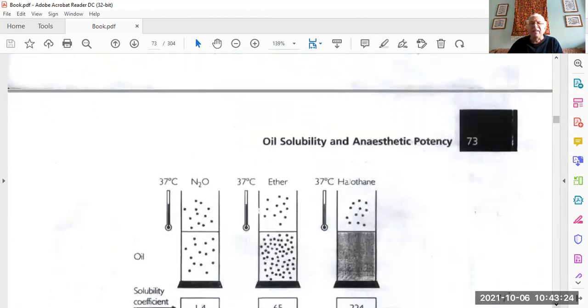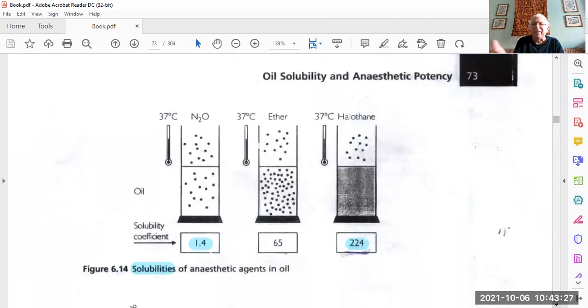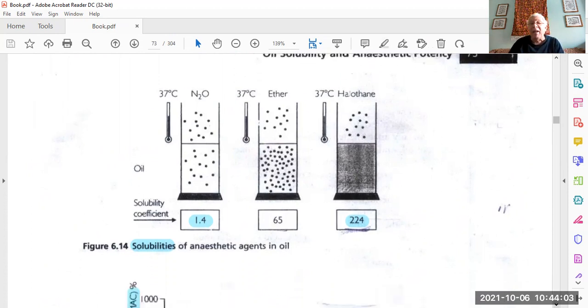The last thing is this. You can see the difference between the three anesthetics as regards dissolving in oil. As we mentioned before, the nitrous oxide is 1.4, and regarding halothane it is 224, which is more soluble in oil. This denotes the potency of the anesthetic, not the blood gas partition coefficient. There is a difference. You have a potent anesthetic, but a less favorable one regarding its onset and offset.